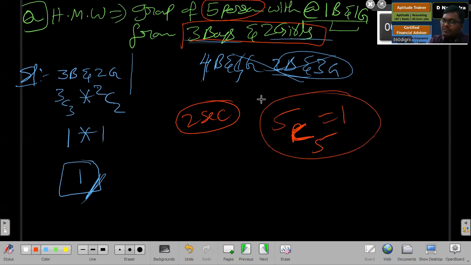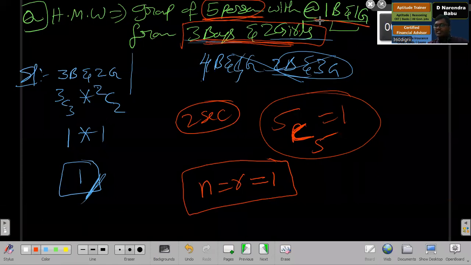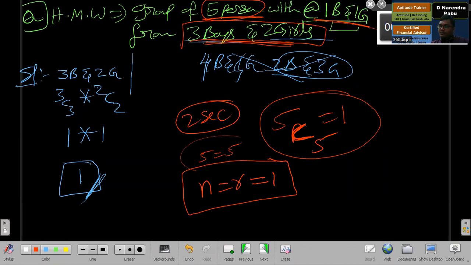That means it is only one way. If you have more than 5 here, then you have to think about it. If the number of persons you need and the number of persons we have is the same, that means n is equal to r, definitely your answer is 1. Don't waste your time calculating. Whatever conditions they mention do not matter if both values are 5 and 5.